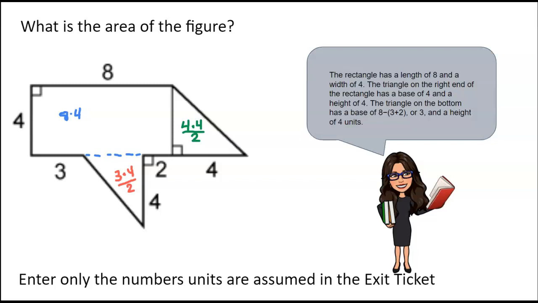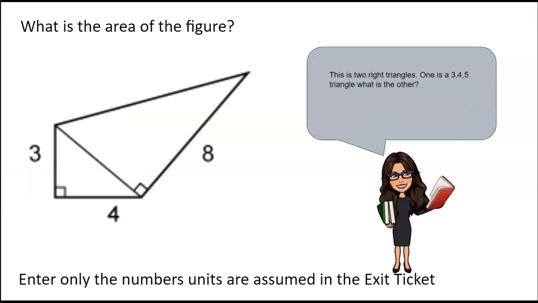So it's important to know your formulas when we're talking about composite areas. The area of a rectangle is length times width. The area of a triangle is half the base times the height. The area of a triangle, again, is half the base times the height.